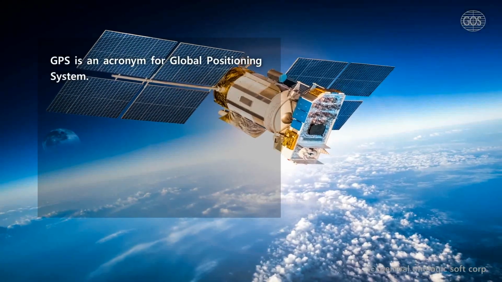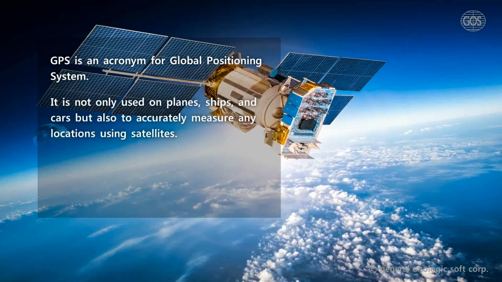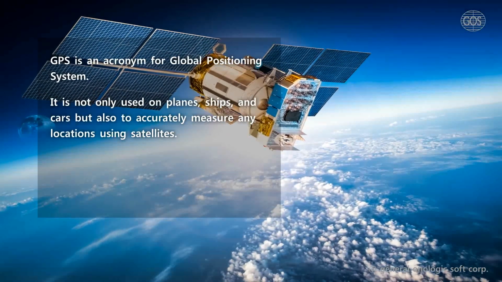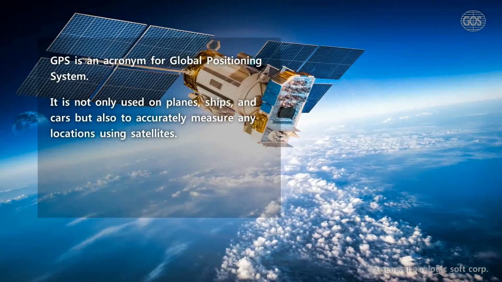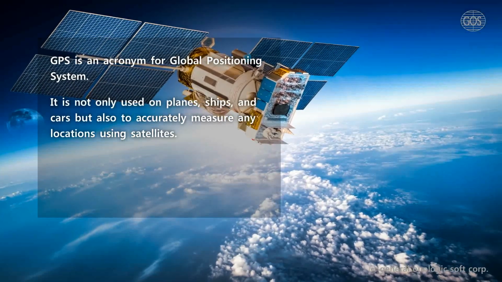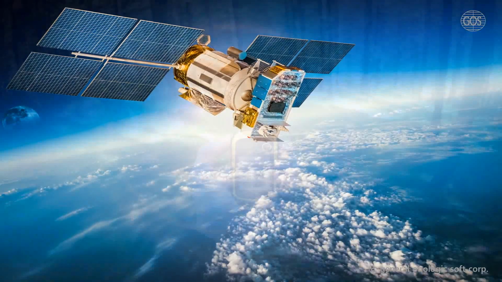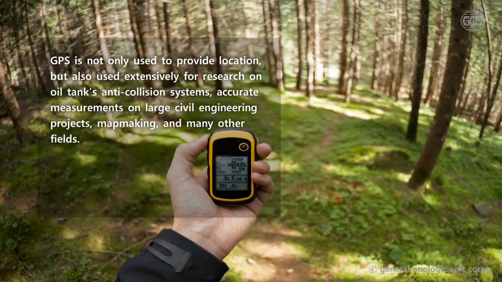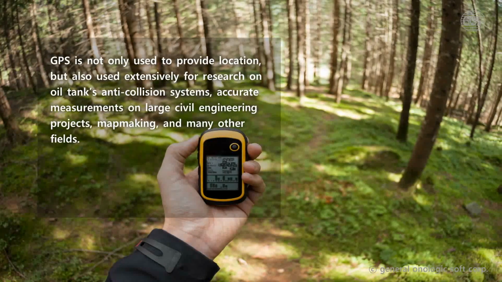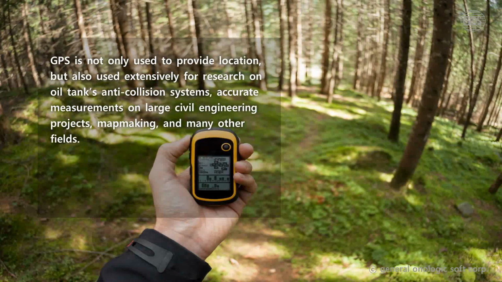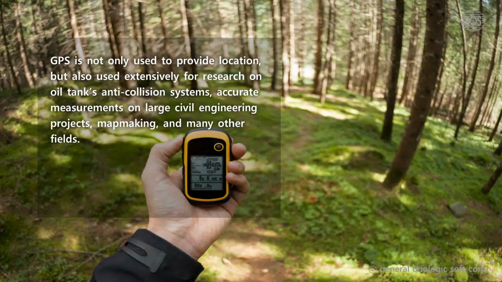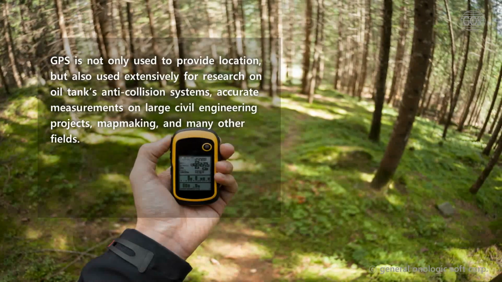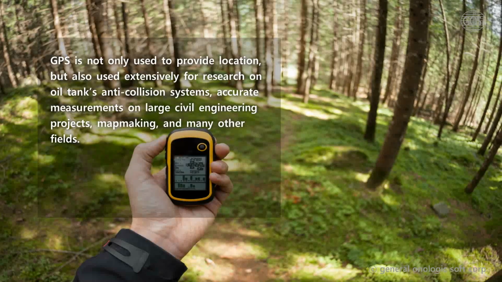GPS is an acronym for Global Positioning System. It is not only used on planes, ships, and cars but also to accurately measure any locations using satellites. GPS is not only used to provide location, but also used extensively for research on oil tanks, anti-collision systems, accurate measurements on large civil engineering projects, mapmaking, and many other fields.